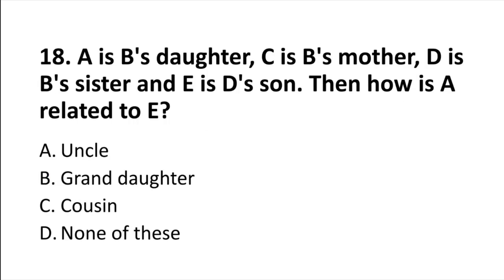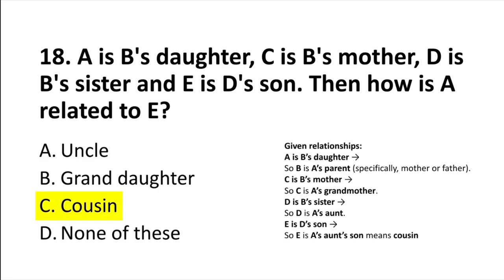MCQ number 18. A is B's daughter, C is B's mother, D is B's sister, and E is D's son. Then how is A related to E? Options are option A uncle, option B granddaughter, option C cousin, option D none of these. Let's break this relationship. A is B's daughter, so B is A's parent, meaning mother or father. Okay, C is B's mother, so C is A's grandmother.